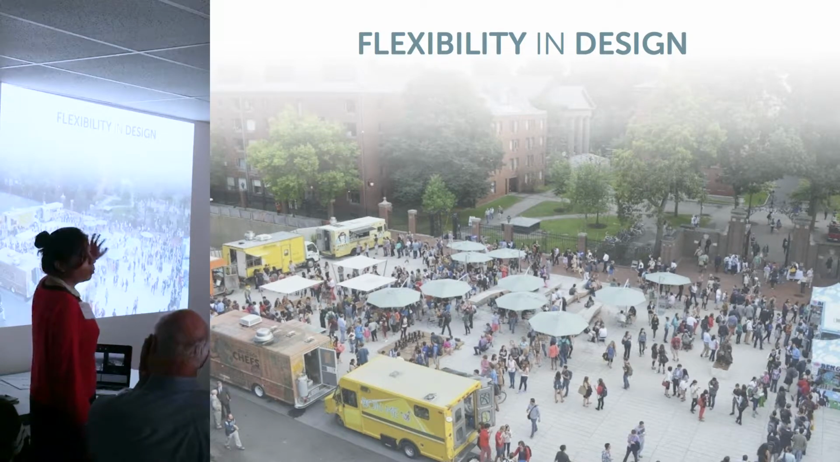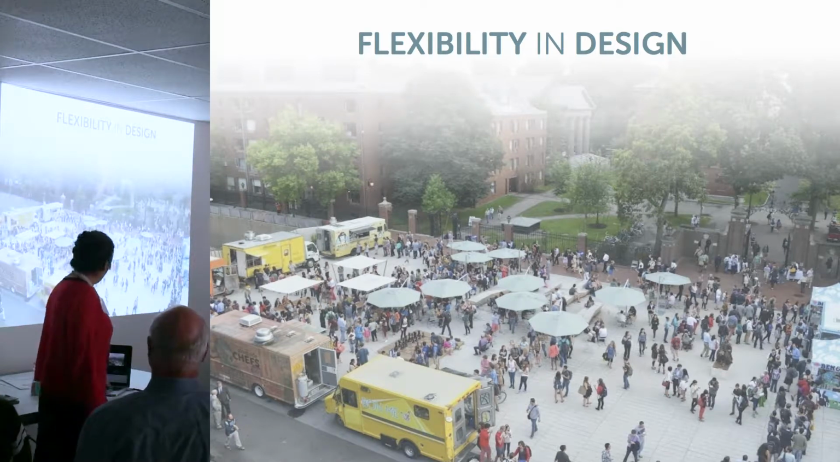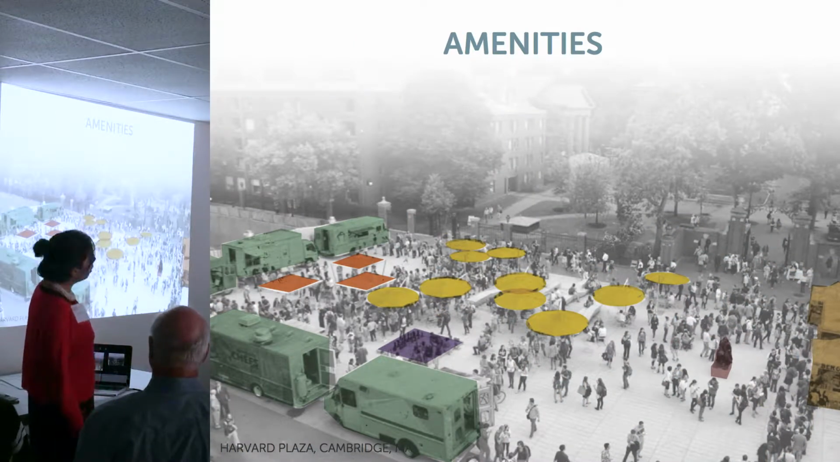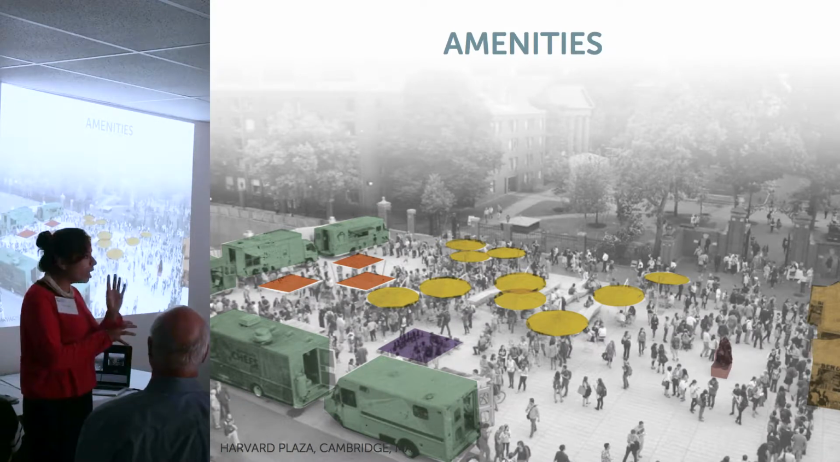So this is not a one-off. This was not a special event. But just look at everything that's making this place up. And what you'll start noticing is that it's all flexible. It's all flexible amenities. You could move those umbrellas around. There are two different kinds of umbrellas, so you break the monotony a little bit.